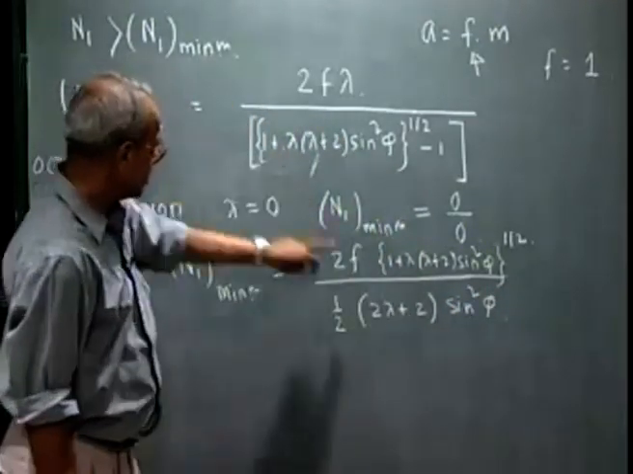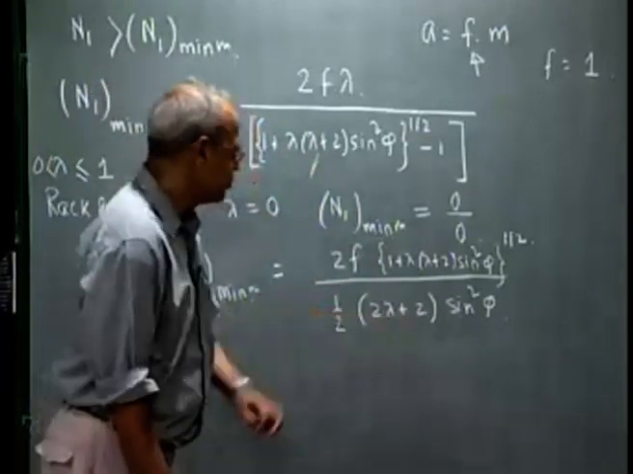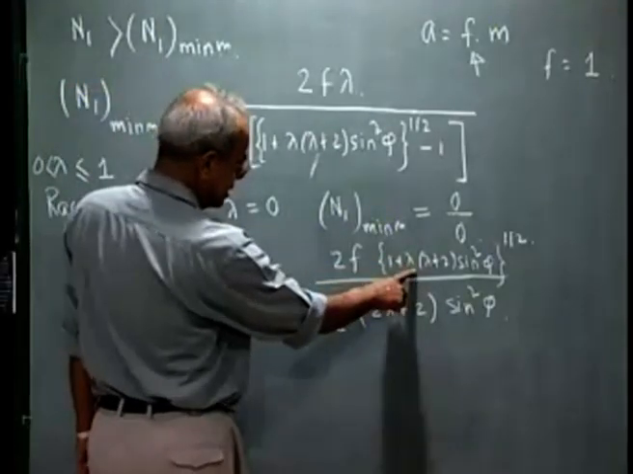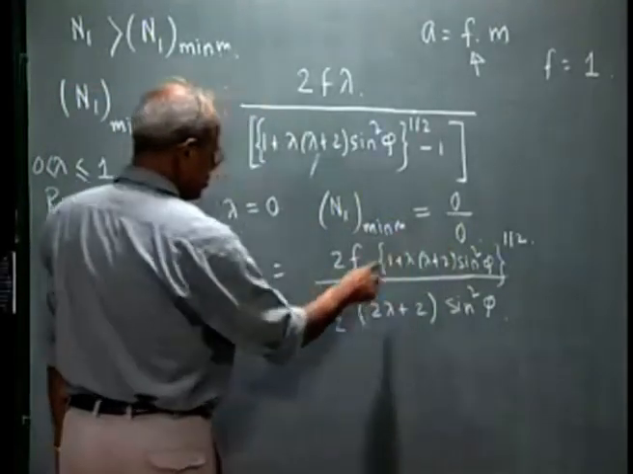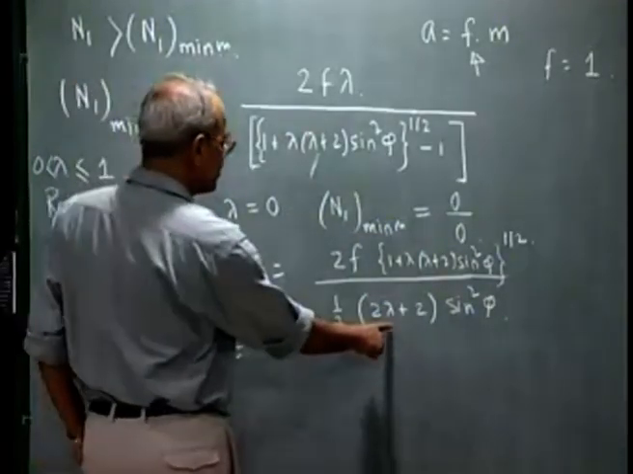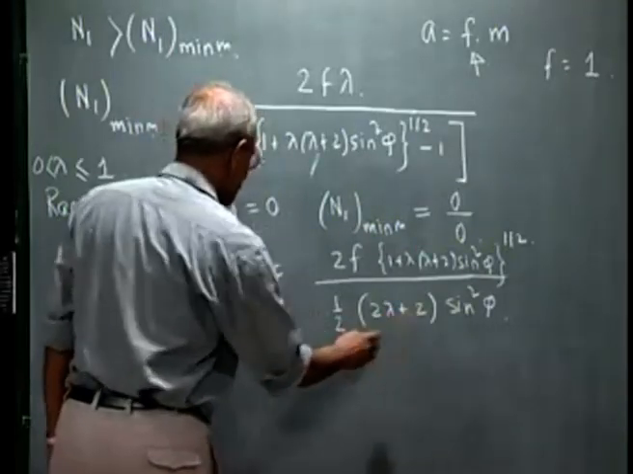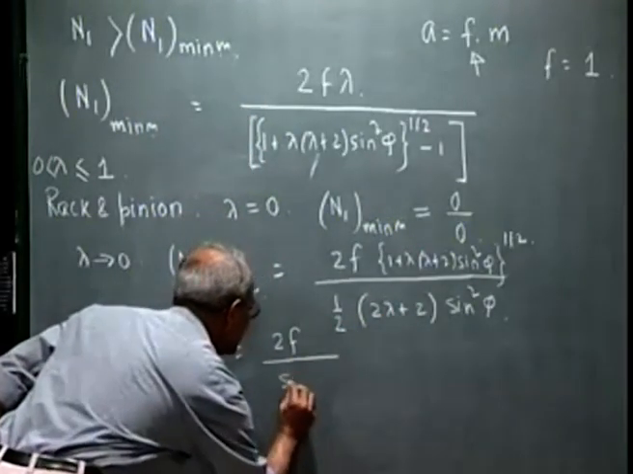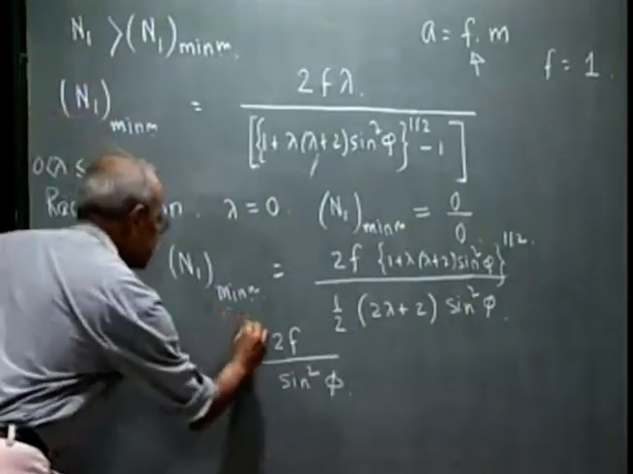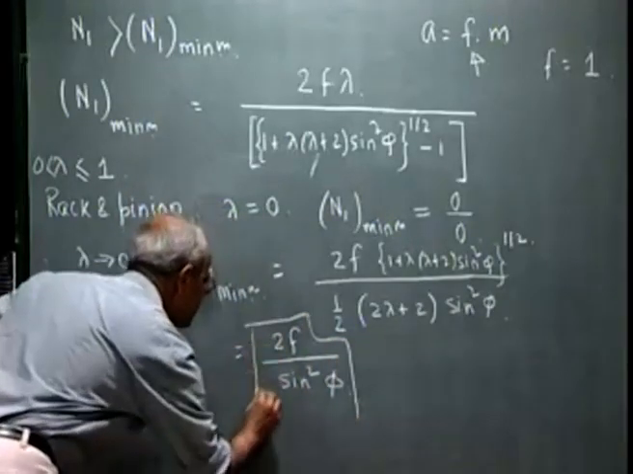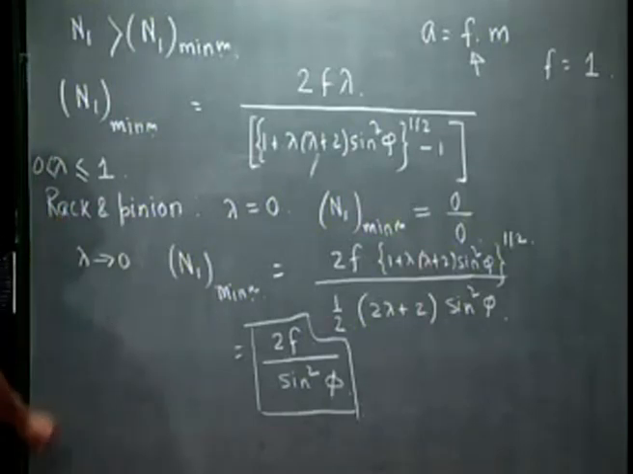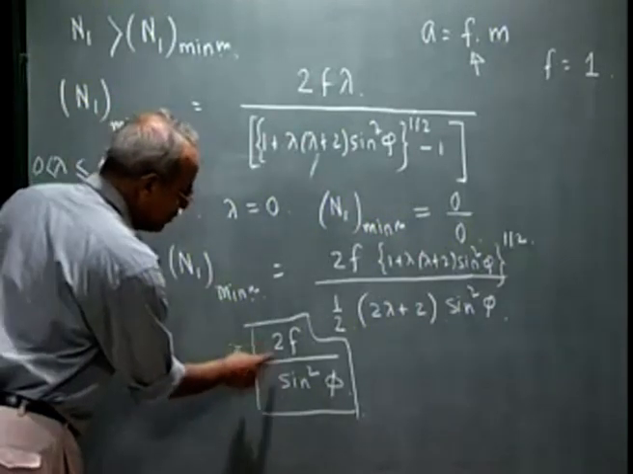Sine squared phi, lambda squared gives me 2 lambda, and 2 lambda gives me 2. And now I put lambda equal to 0. If I put lambda equal to 0, this goes to 0, so I get 2f, and here if I put lambda equal to 0, then 2 cancels, we get sine squared phi. So, this is the minimum number of teeth on the pinion which engages with a rack without interference. There will be no interference.